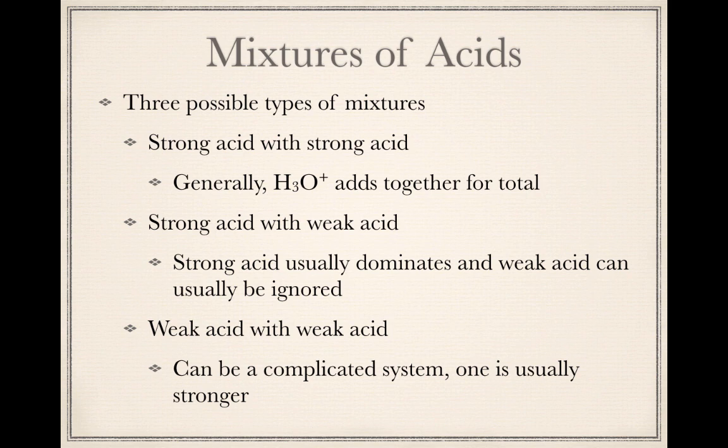And so if you have two weak acids, you can just look at the stronger of the weak acids, and its hydrogen ion concentration or hydronium ion concentration is what's going to dominate that solution. And you can generally figure the pH from that stronger one. If the Ka's of the two acids are really close, that becomes a more complicated system that we're not going to worry about in this class.